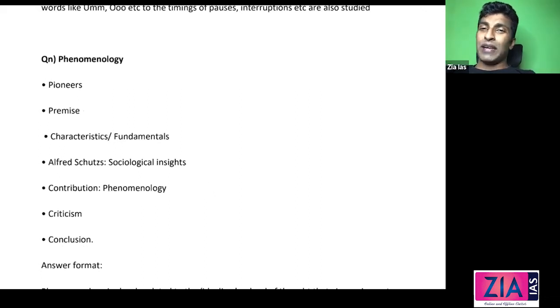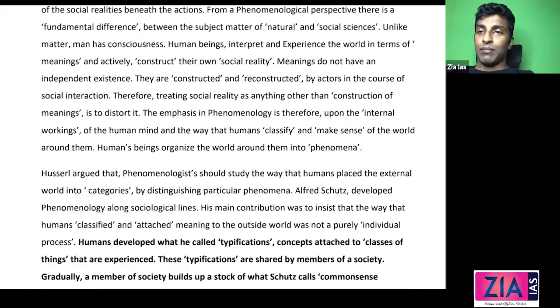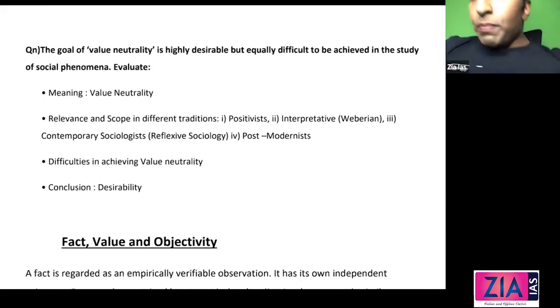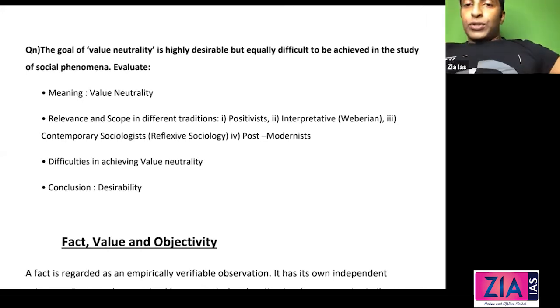I don't think I need to repeat the same thing again and again. The same only here. Just read that. Okay, our next topic is value neutrality. That is also there in the syllabus. Before that, this question: sociology as science, right?